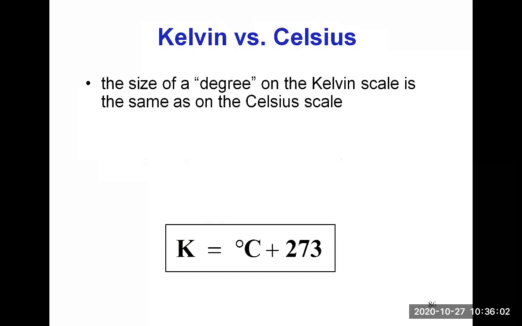Now the equation to convert kelvins to Celsius, it's that kelvins are equal to Celsius plus 273. So we've noticed that the size of a degree on the Kelvin scale is the same as on the Celsius scale. And, you know, the Kelvin scale was established from the Celsius scale. So they kept the size of the degree the same. It's simply offset by 273.